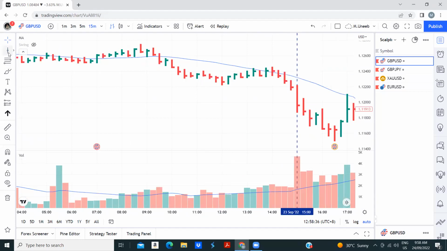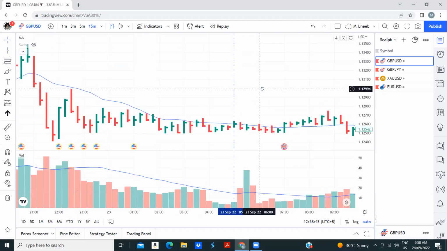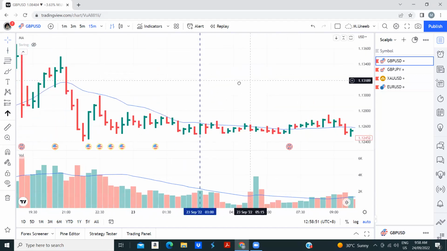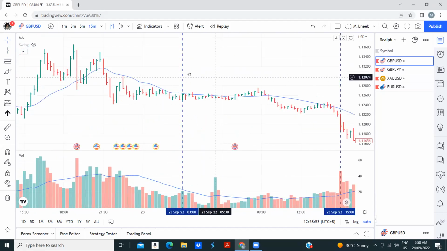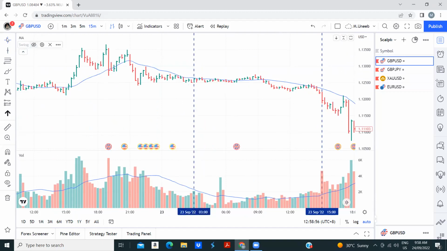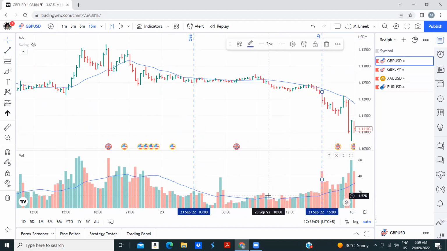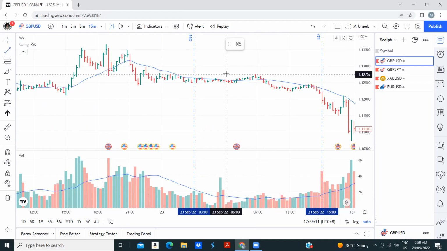And then here, 3. Right? Yeah. Okay. So the highest point between these two. Let me write down this overnight session start. This one, London open. The highest point here, mark it down.